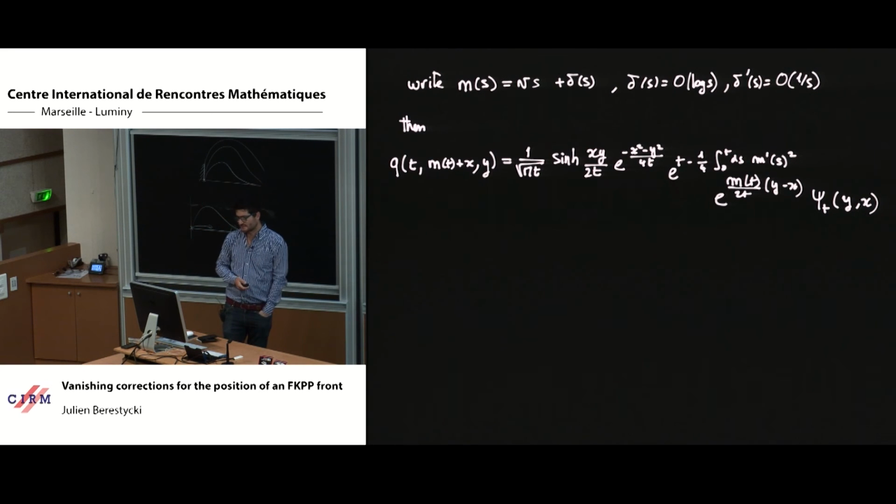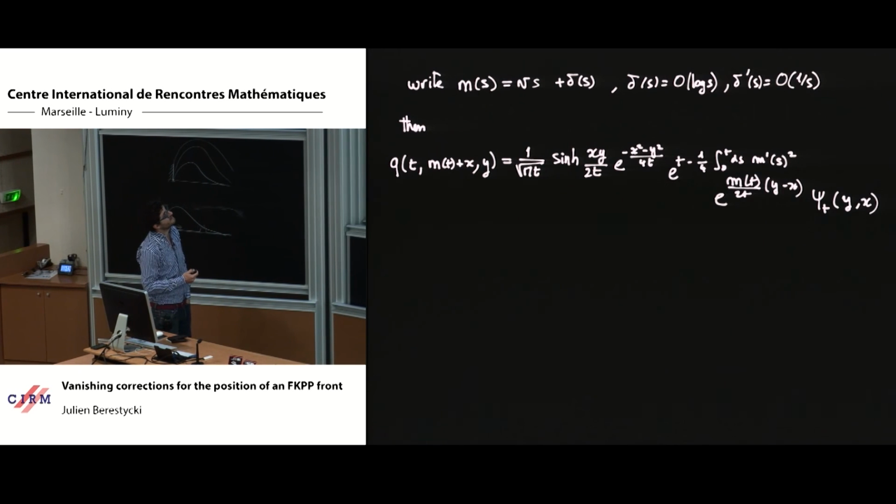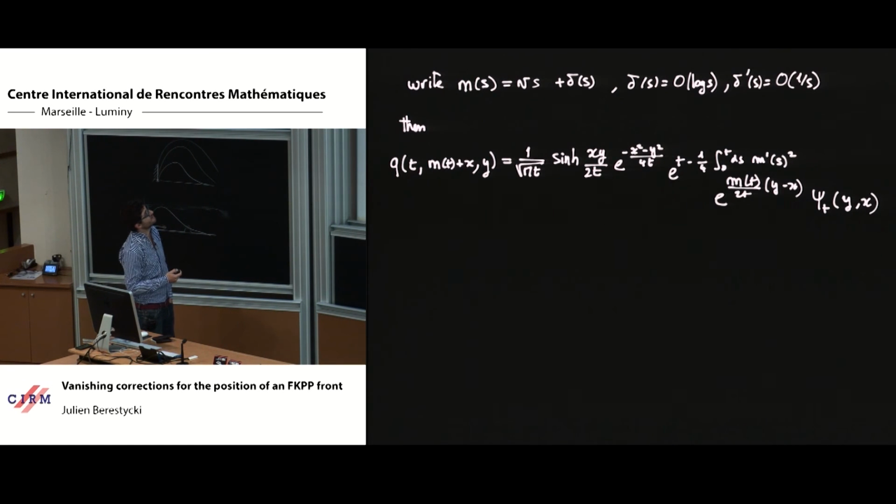I'm not going to get the Hilbert-Van-Sarlos because this will take too much time, but I'm going at least to convince you that you get the Bramson expansion. So I'm going to write my killing term as Vs plus some smaller term, and I'm going to say that delta S is big O of log S. This is exactly equivalent to my hypothesis on the second derivative of R that I had.